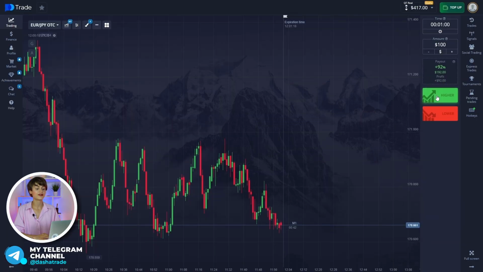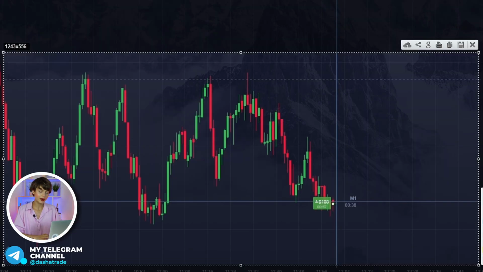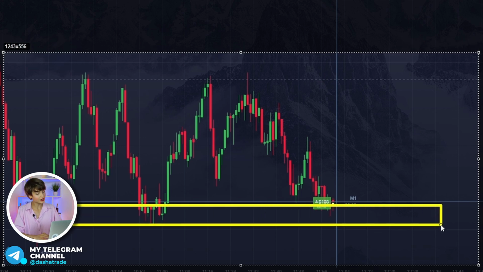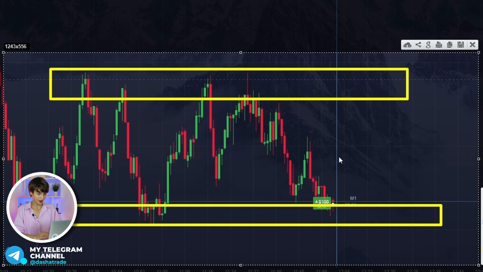So, found the first interesting case, I enter with higher for 1 minute. We see the price in terms of the trade corridor, and at this exact moment, the price is in the support zone. This is why I opened the deal with higher in this place.